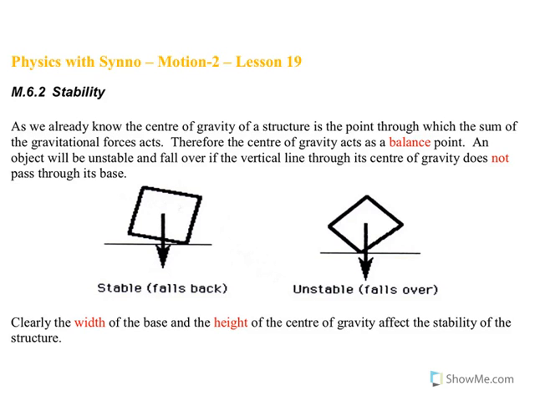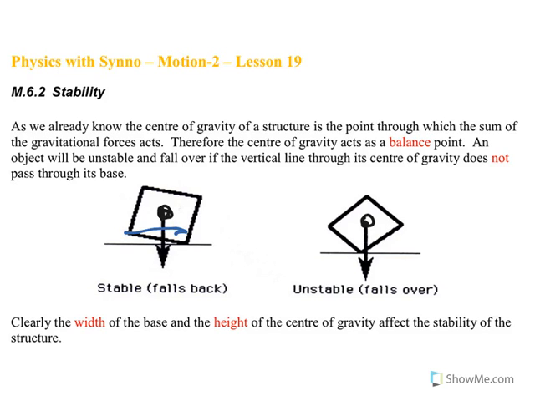So stability, the centre of gravity of the structure is the point through the sum of the gravitational forces, and usually that's kind of like in the middle. Therefore, the centre of gravity acts as a balance point. Alright, so if an object is unstable, it will fall over. The vertical line through its centre of gravity does not pass through its base.